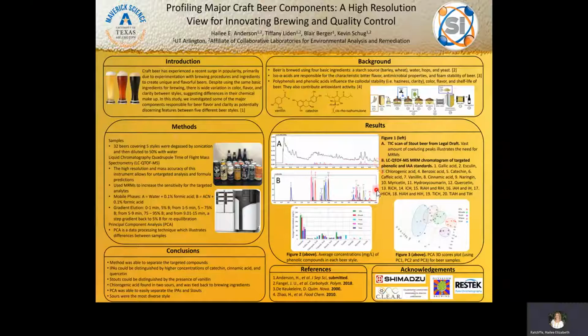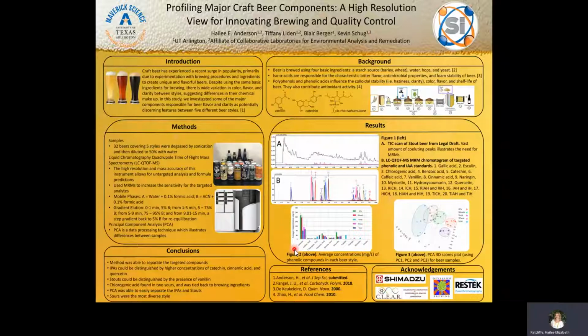After optimizing our method, we ran our standards, which can be seen here in figure 1B, and it allowed us to get good separation of our standards. From there, we ran all of our beer samples and then quantitated the phenolic compounds and averaged them between each style. Some of the results we got from that are shown here in figure 2.